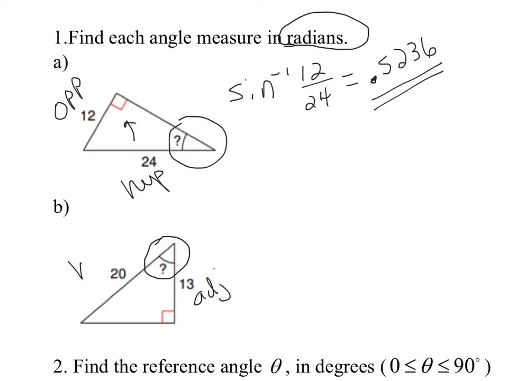Okay, the next one here is our angle, and this is the side adjacent, and this is the hypotenuse. So this time we're going to use cosine inverse, and our ratio is 13 over 20. In radians we get 0.8632. Okay, let's move on to number 2.